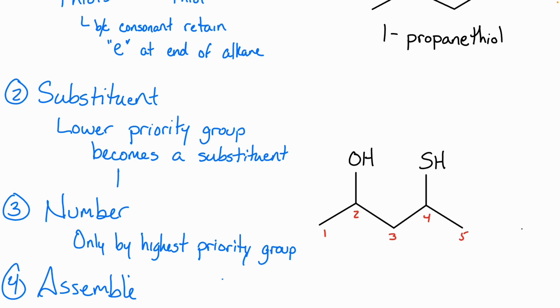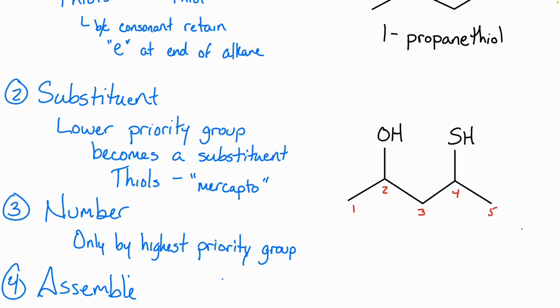And again, for our thiols, that substituent name is no longer thiol, it's mercapto. I don't know who came up with it. All of the other ones kind of make sense. This one's a little bit out of left field. So when I'm looking at this molecule, not only am I going to number paying attention to where my alcohol group is, ignoring that thiol group altogether, I'm also going to consider this a substituent with the name mercapto.